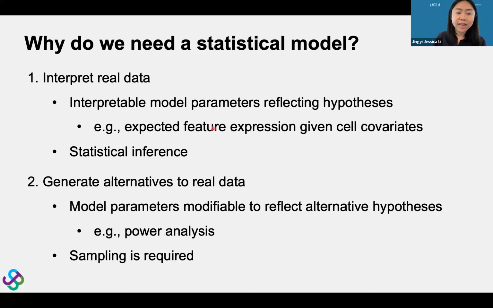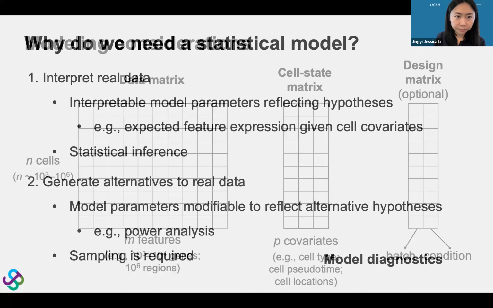The second purpose, as I mentioned already, is to generate some alternative to real data, for example, for power analysis. But to do this, we should be able to sample from the model, right? So the model should enable easy, fast sampling. Furthermore, I want to say that model diagnostics is very important, but it's sometimes ignored in our statistical method development. Maybe we say, we propose this model, we do some inference, but how reasonable is the model, or how well does it fit the data? That's often not discussed. But I want to emphasize that here, I think model diagnostics is very important.